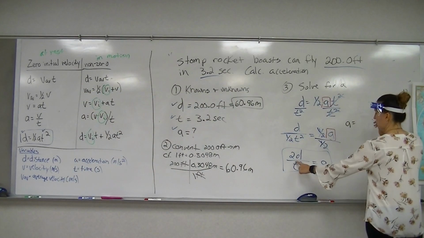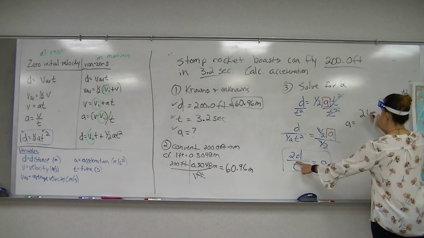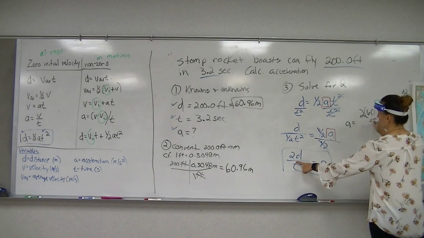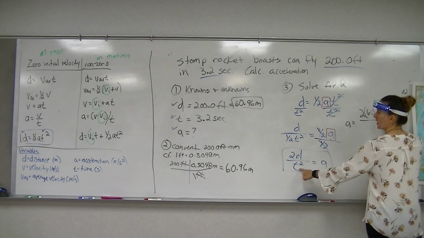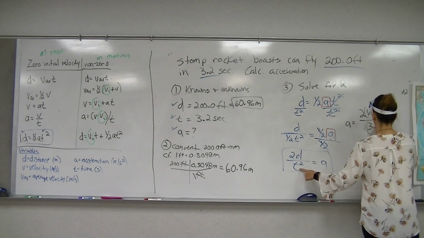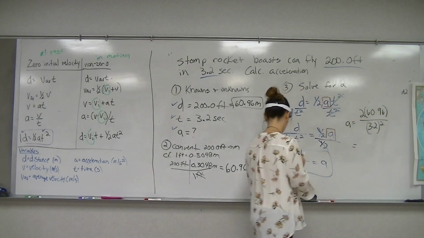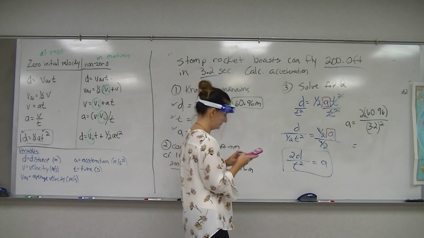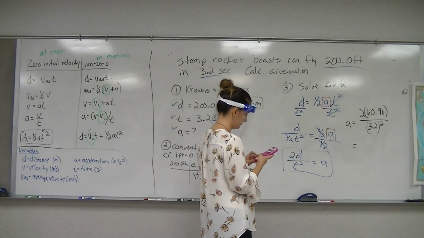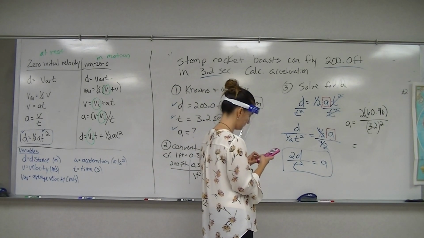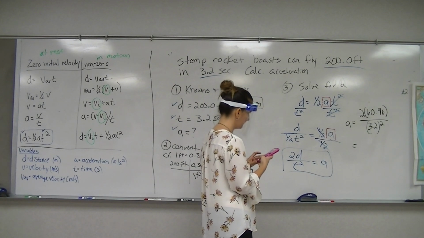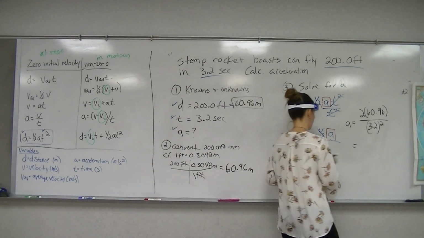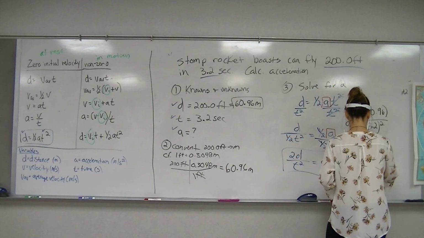Out here, 2 times d, we said our distance was 60.96, divided by t squared on the bottom, so that's 3.2, and we're squaring it. I got 11.9. Accelerates a lot faster than the car from the previous problem.